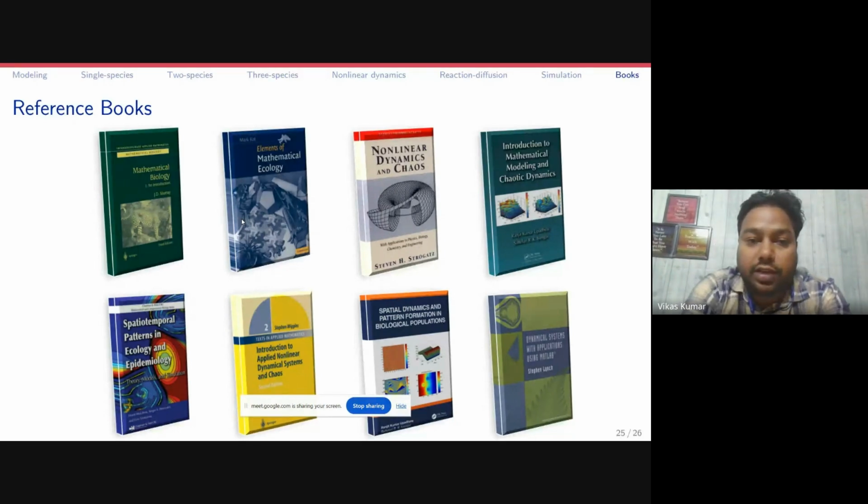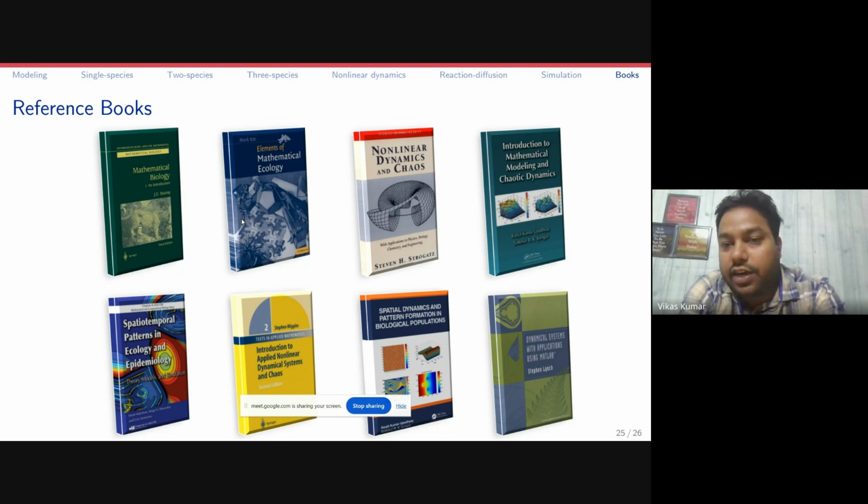So you can also use this book by Mark Kot, where you can find some ecological models. There is bifurcation analysis, chaos. You can easily understand the things because this book is very readable and very easy to understand. So you can follow this book.